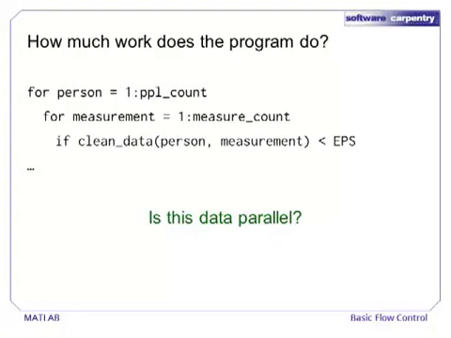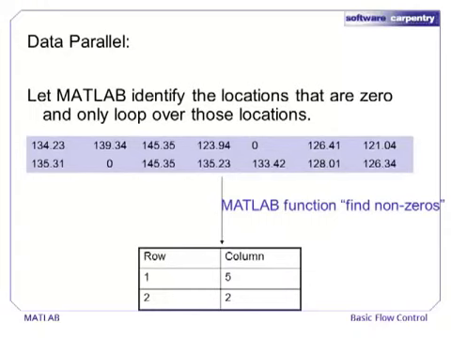Data parallel programming tries to avoid writing loops over matrices because they are slow and tend to hide the program logic. In this case, we should look for a better solution. A better solution would be to let MATLAB identify all the locations that are 0, so that we only have to loop over locations that definitely need to be replaced.